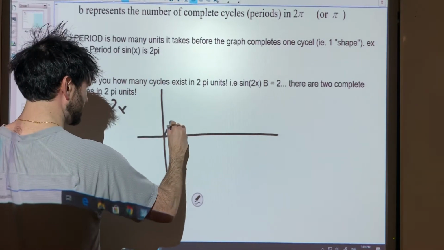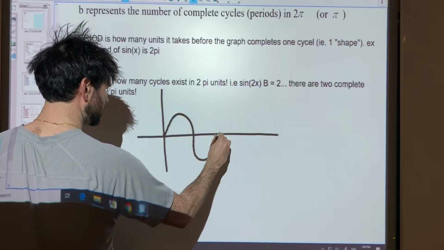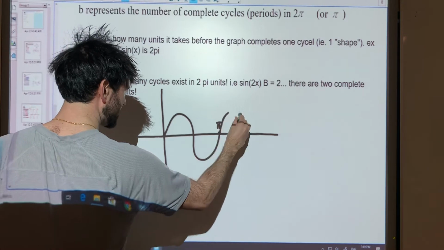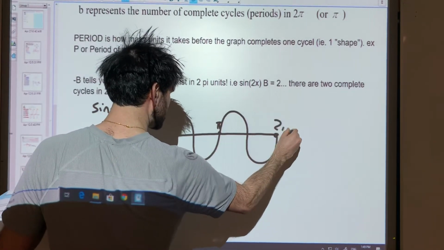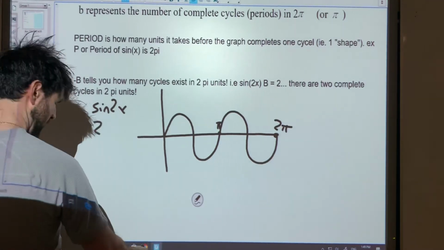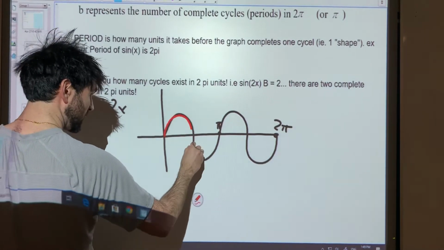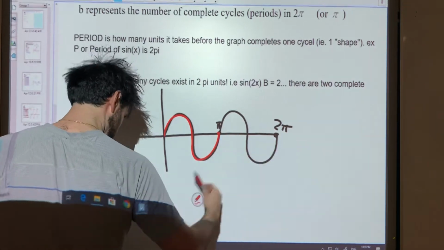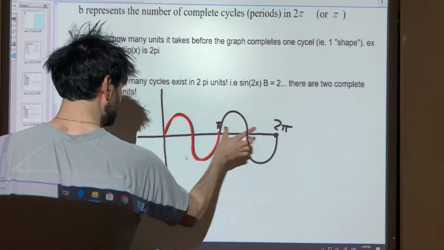However, if it's sine 2x, there's one cycle, and that would be pi units, and then we get another cycle, and that's 2 pi. So the b value is 2, and you have 2 cycles. 1, and then the second one is black. So there's 2 cycles of sine in 2 pi units.